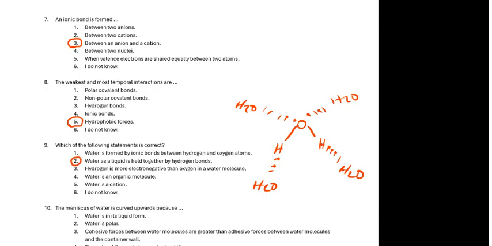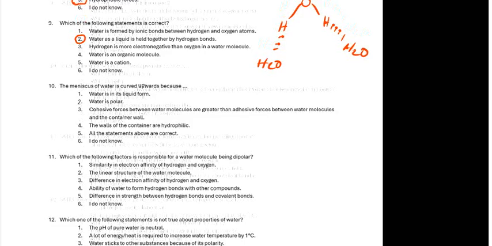Question 10. The meniscus of water is curved upwards because, so here we have forces that are involved. We have cohesive forces, which are the forces that hold like molecules, like water molecules together. Then we also have adhesive forces, which allow water molecules to adhere to the walls of the container. So when you have greater adhesive forces, that means we're going to have the meniscus curving upward. But if you had cohesive forces greater than adhesive, you're going to have a meniscus curving downward.